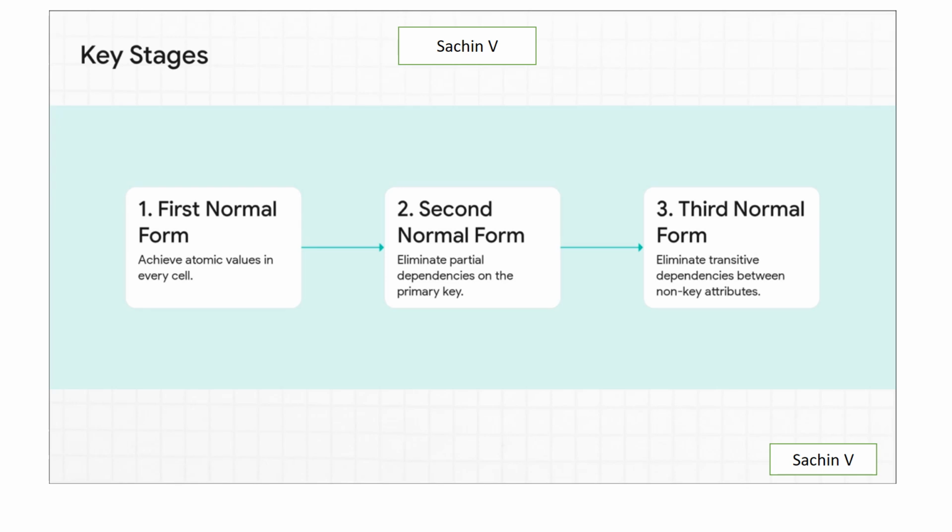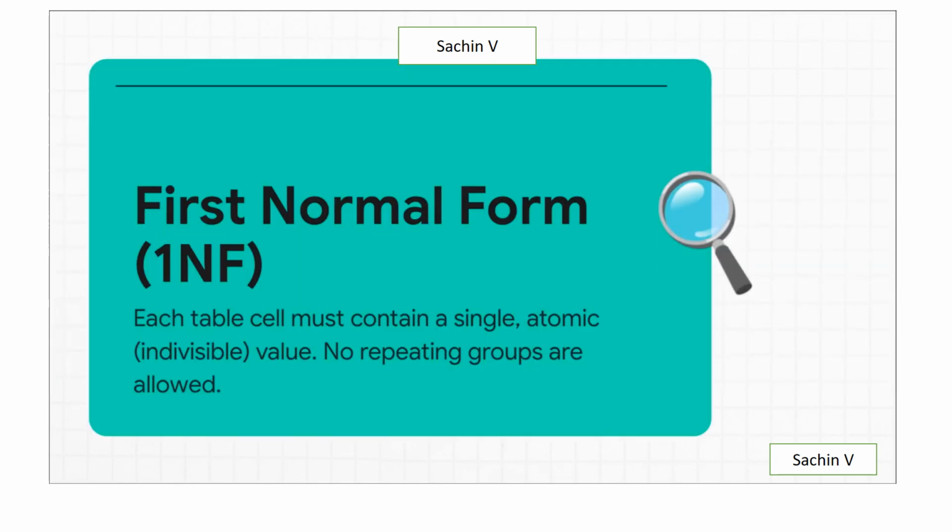of data problem. The first rule, 1NF, is the absolute bedrock. It's super simple. Every single cell in your table can only hold one single piece of info.